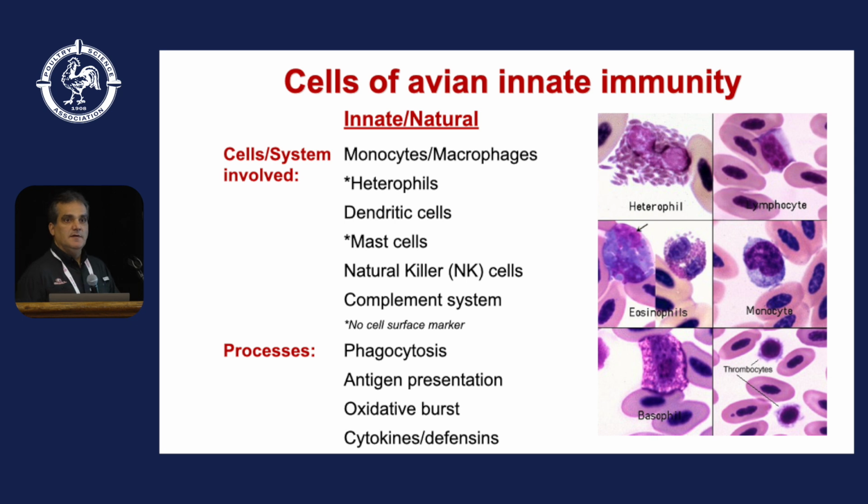So there are distinct cell populations for each innate and adaptive. However, as I mentioned earlier, they actually work together. We just have them classified as such because they are the first responders. And the ones that respond the first are heterophils.